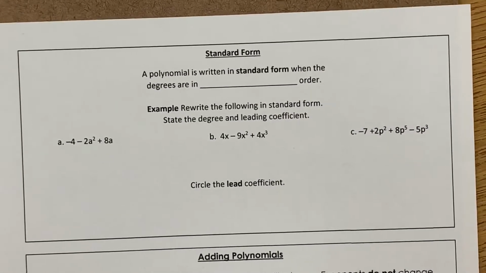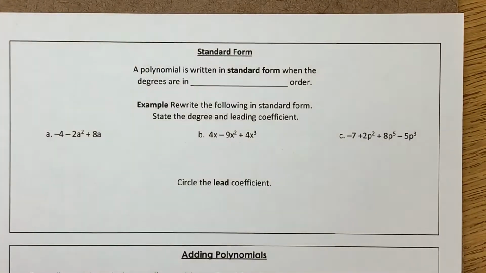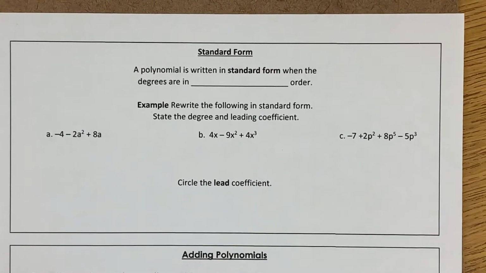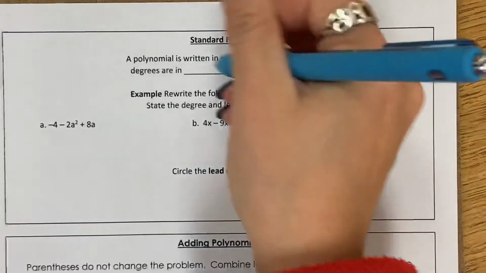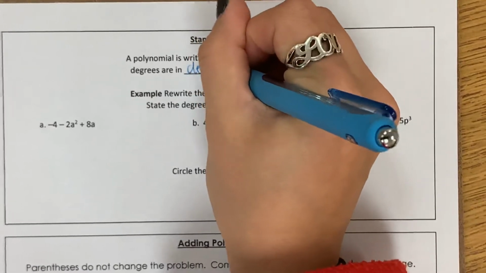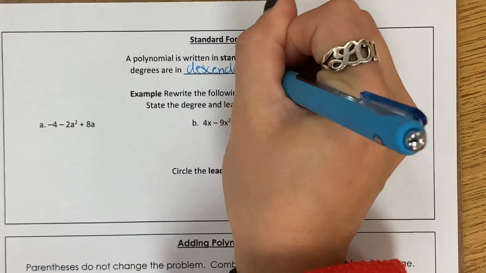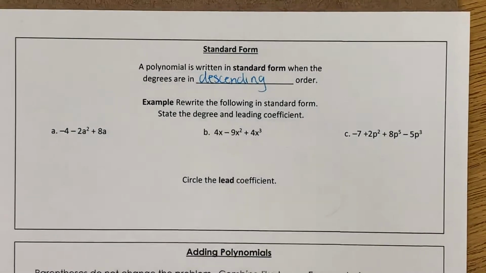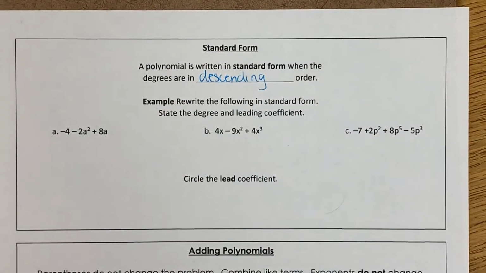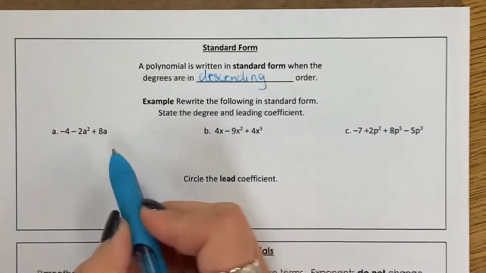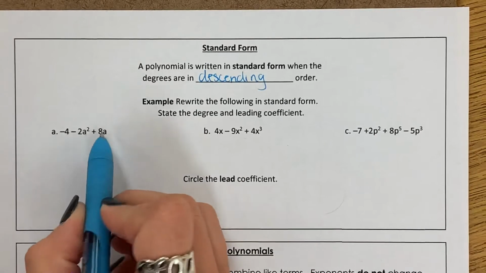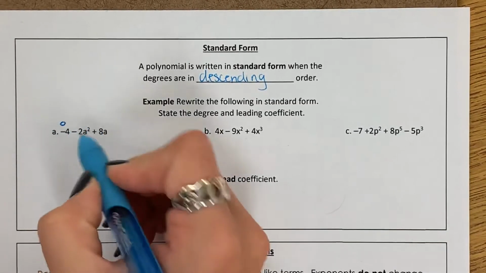Moving on to the next box. Now we're going to talk about standard form of a polynomial. A polynomial is written in standard form when the degrees are in descending order, also known as decreasing order. So they are going down in order from greatest to least. So we're going to find the degree of each one. So the degree of a constant is 0.